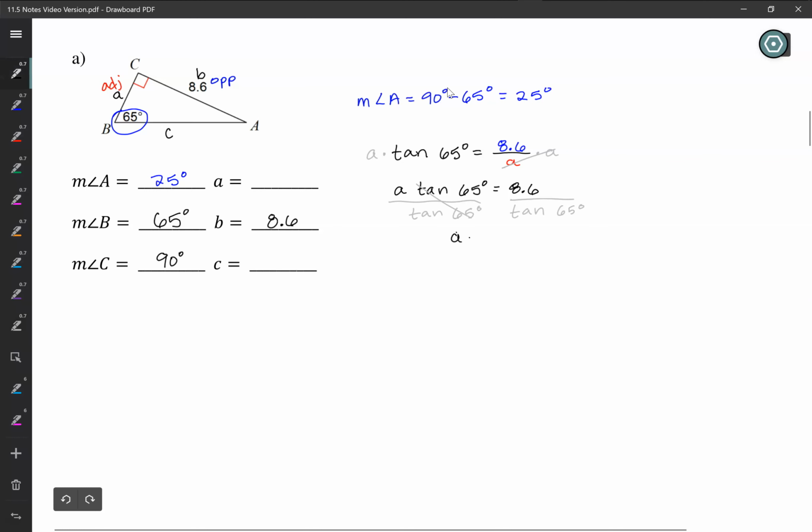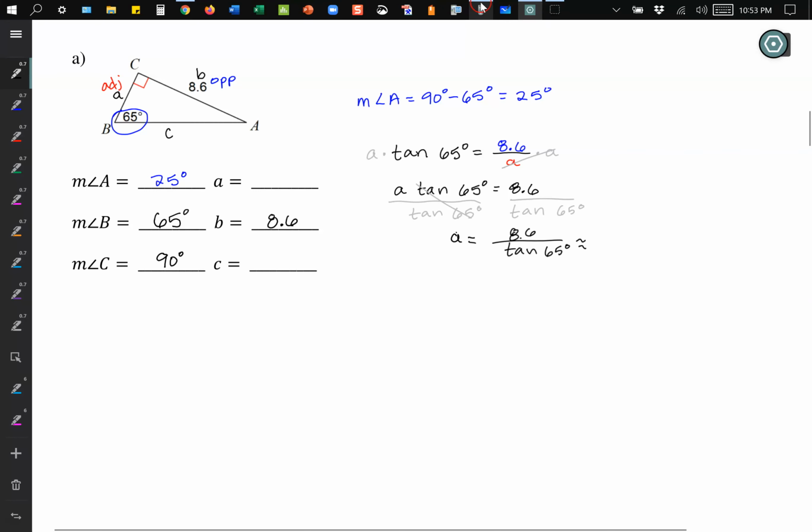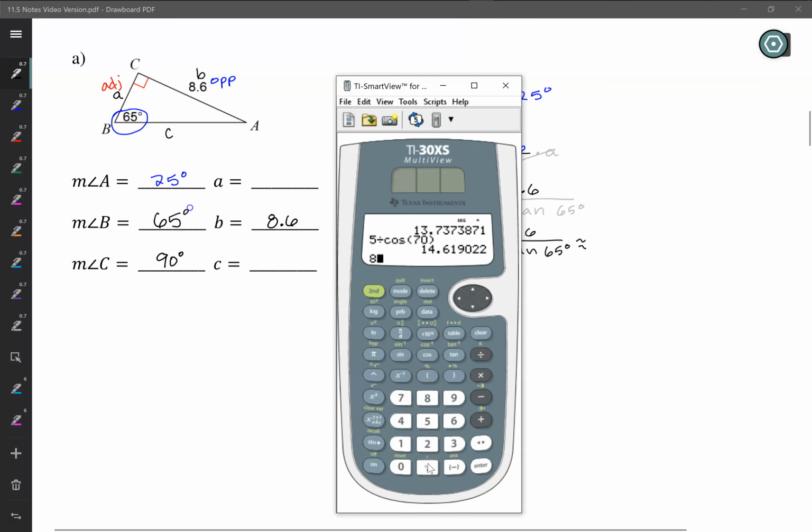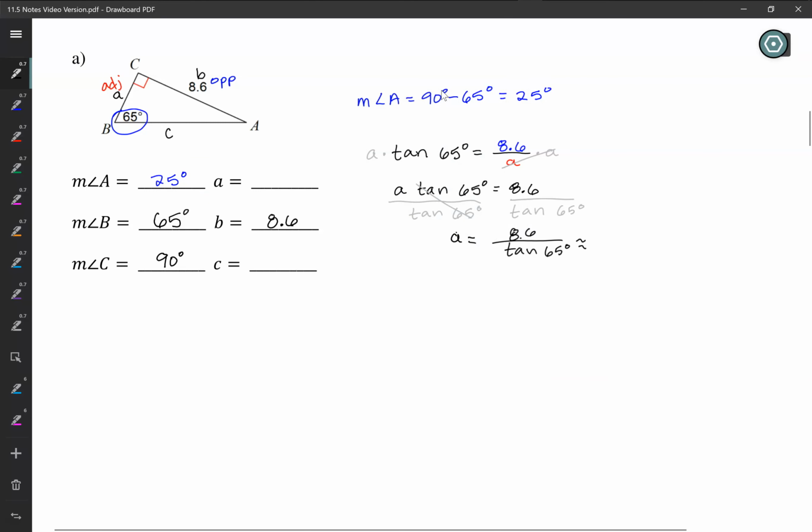So A is 8.6 divided by the tangent of 65 degrees, which is about 4.0. And I am going to leave the 0.0. That shows that it wasn't exactly 4. It was rounded from something.